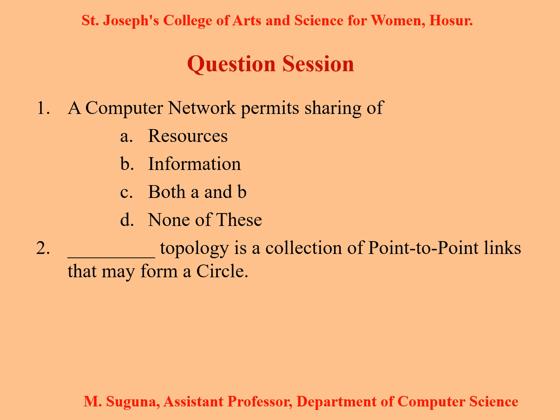So the first question is, a computer network permits sharing of resources, information, both A and B, or none of these. So give your answer as 1, specifying the particular answer. And the second question is, star topology is a collection of point-to-point links that may form a circle. So give your answer in the comment box.